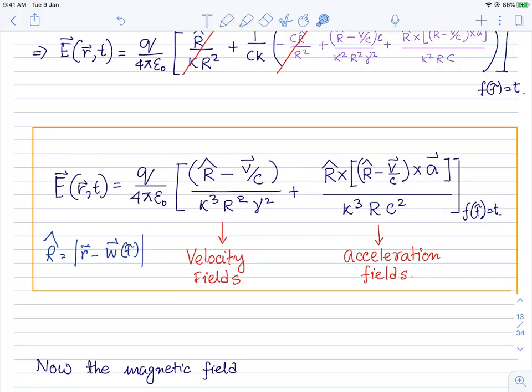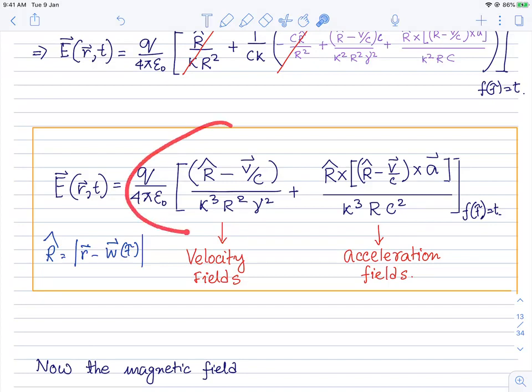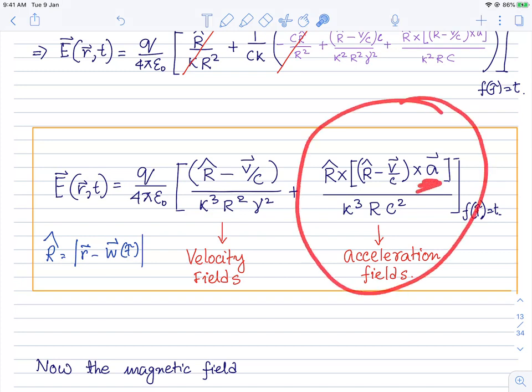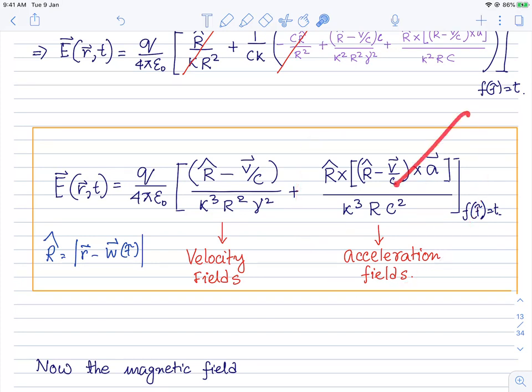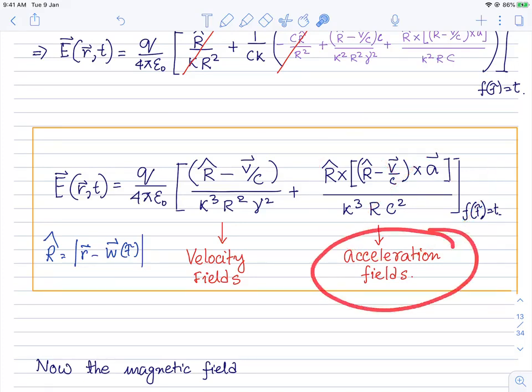So there are clearly two kinds of terms in the electric field. The first term, which is purely dependent on velocity, is called the velocity field. If I take the velocity to 0, this gives rise to Coulomb's law. Then there is a new class of term which is proportional to the acceleration. If there is no acceleration, this term vanishes. But if there is acceleration, this term remains, and these are the so-called acceleration fields.